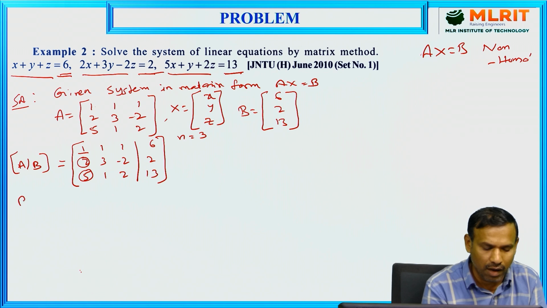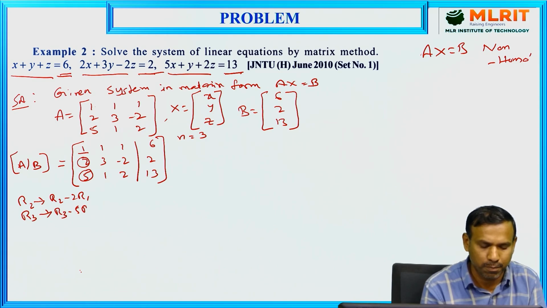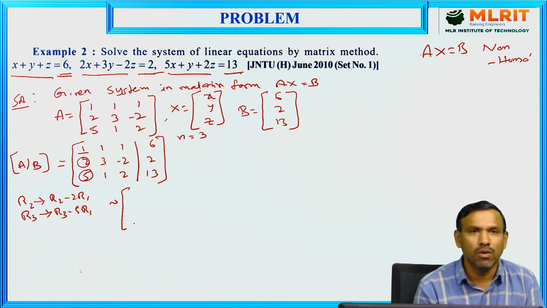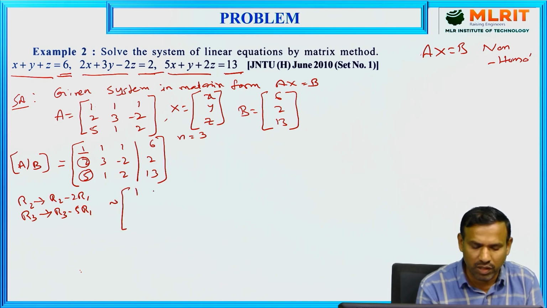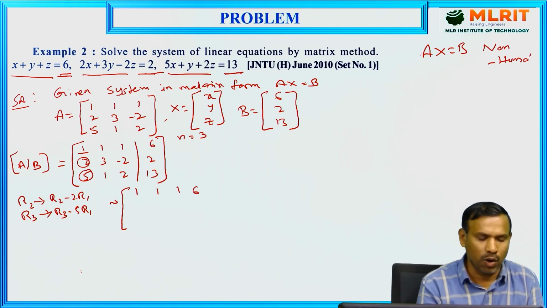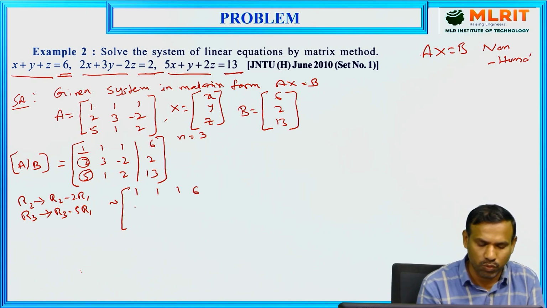So that is R2 implies R2 minus 2R1, R3 implies R3 minus 5R1. So A by B is equivalent to: first row no change, since we are using the first row, 1, 1, 1, 6. Second row R2 minus 2R1: 2 minus 2, 0. 3 minus 2, 1. 1 minus 2, minus 1.